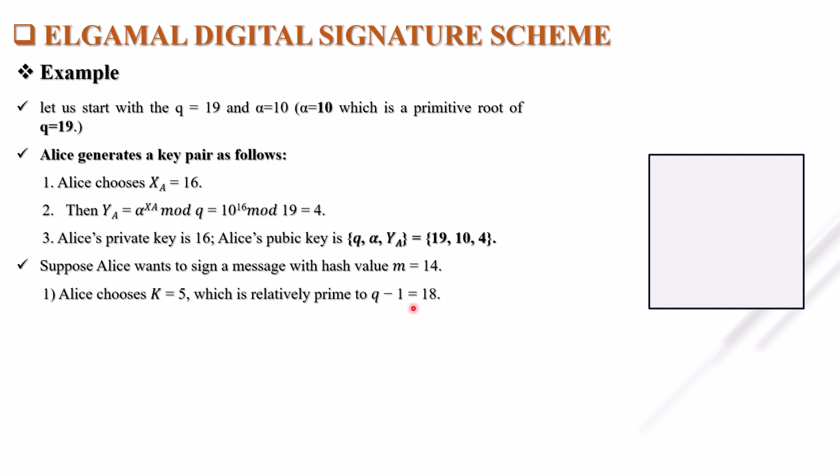Now for signature 1, what is the formula? Alpha raised to k mod q. What is our alpha? 10. What is the key? 5 mod 19. What is the answer? Signature 1 is 3.